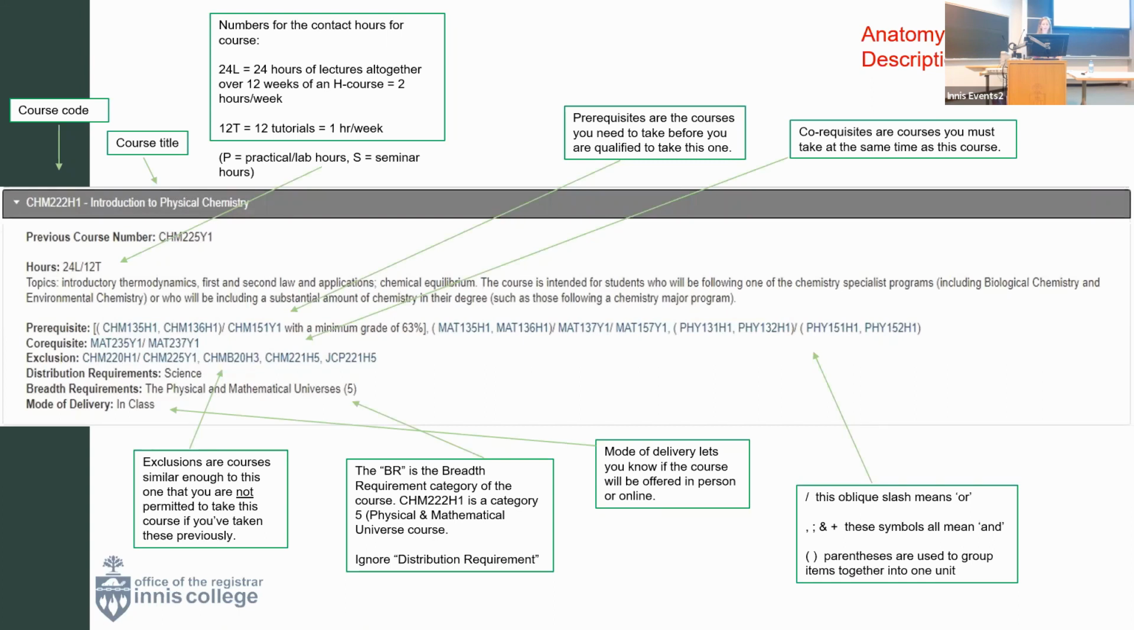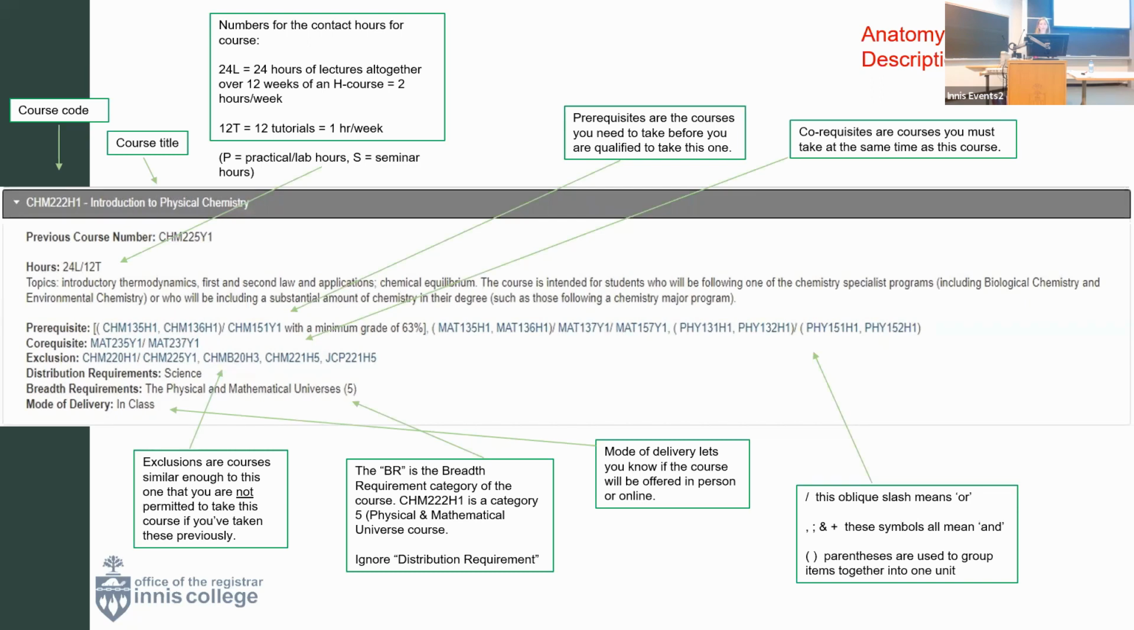Okay, next comes the course description. And then towards the bottom, there are a whole bunch of terms which you need to become familiar with. Prerequisite means prior preparation. These are courses that you needed to have taken before you can be eligible to take this Chem 222 course. So the prerequisite in this case is Chemistry 135 and Chemistry 136, denoted by the comma, or Chemistry 151, and one of these sets of math courses and one of these sets of physics courses.